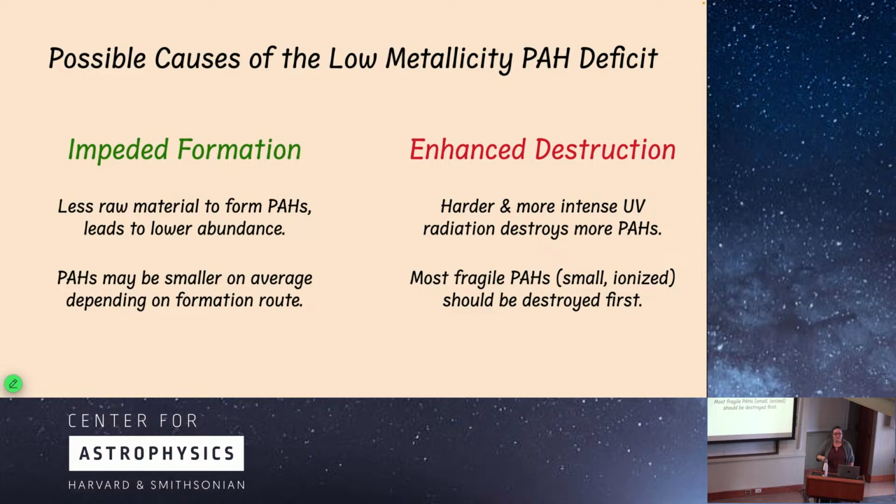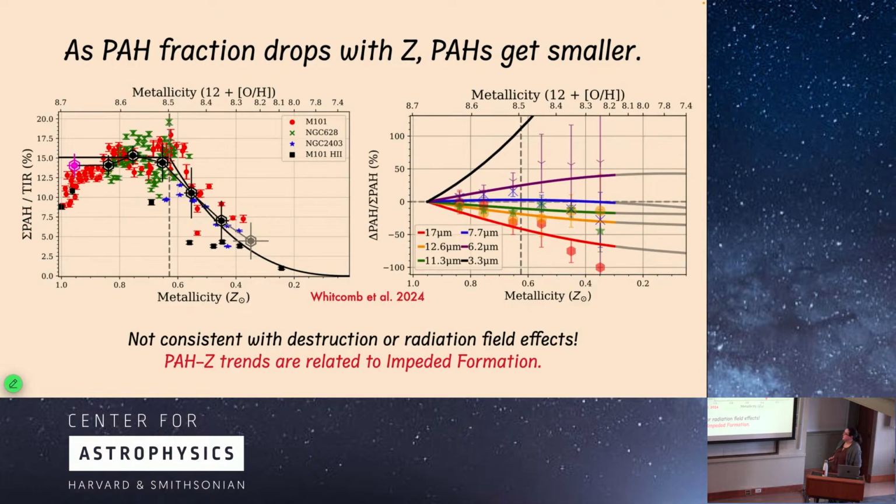So there's new information that lets us look at this. This is work by Corey Whitcomb, who's a PhD student in Toledo. He looked at 3 galaxies with large metallicity gradients across their disks and mapped the PAH fraction, which you can see here. And there's basically a sharp drop at low metallicity. And then he also looked at the individual features and how they each change as you go past this metallicity.